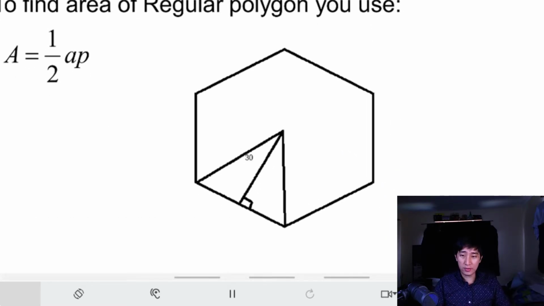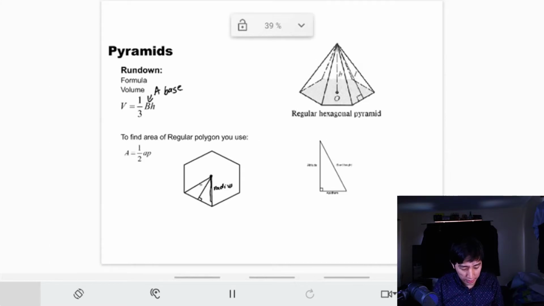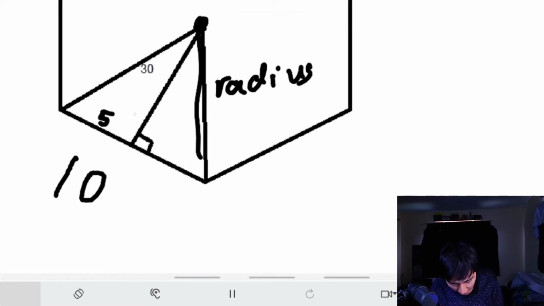As a quick reminder, if this is your base, you always start at the center. You draw these shapes here. These are called your radius. And then you draw your apothem here, and then you have your triangle that you can work with. So again, if we had something like this, if this was something like 10, then we could say this was 10, which means that this splits evenly 5, 5.